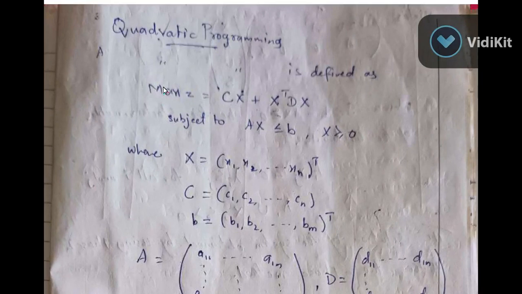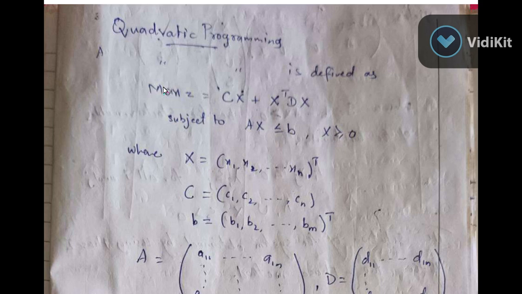A quadratic programming problem is defined in the form: maximize z, for example, if I consider the objective function of the form cx plus x transpose Dx, subject to the constraint capital Ax less than or equal to b, with x all positive. What is this x? It is nothing but the n variables, transpose. And what is c? The coefficients c1, c2 and so on, cn.